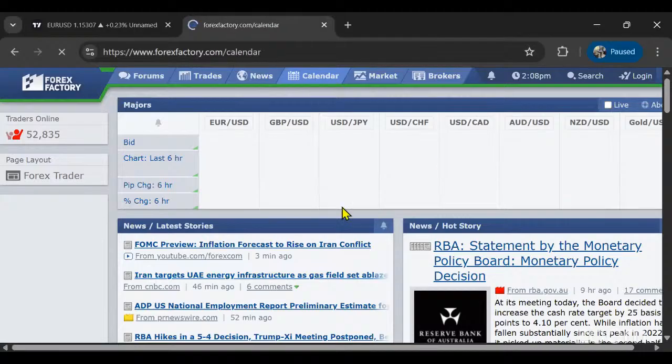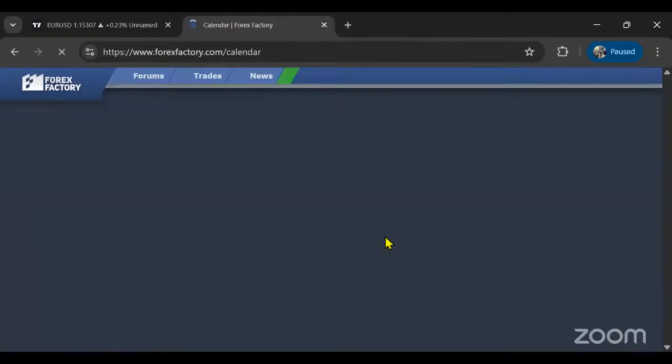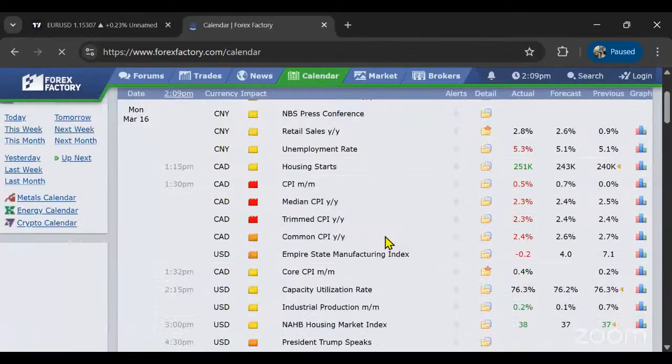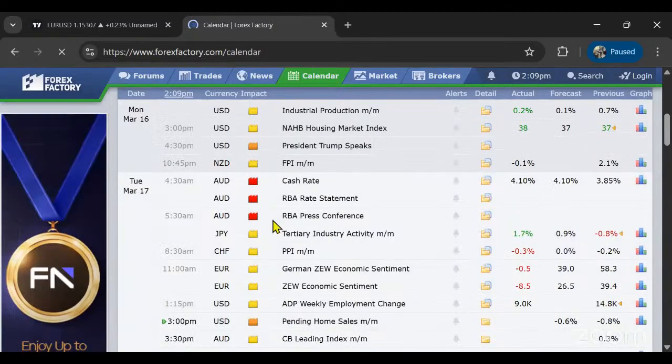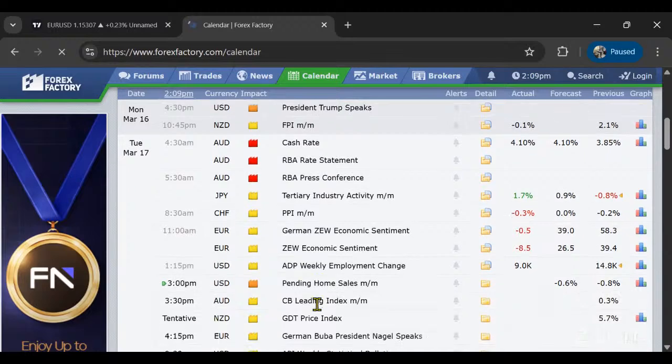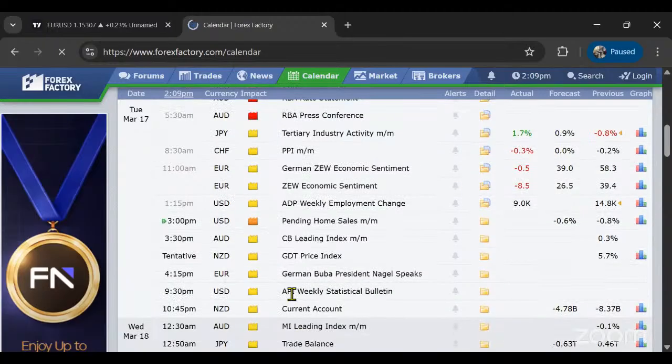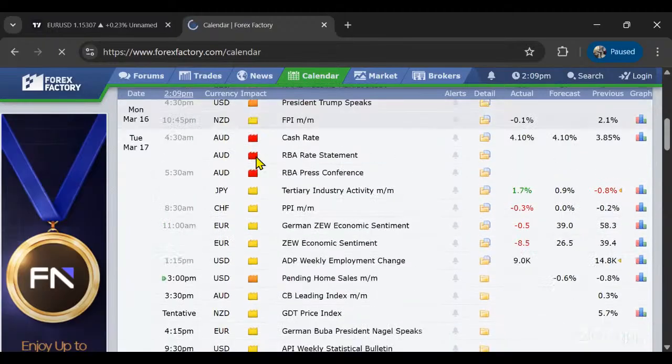Once you click on the calendar area, you're going to see all the news that they are going to be releasing for this week. As you can see, today is Tuesday, March 17th. This faded area is the news that already came out. The news here is what we are expecting for the rest of the day. But you have to pay attention: we are only focusing on the red folders. We don't trade the green folders.